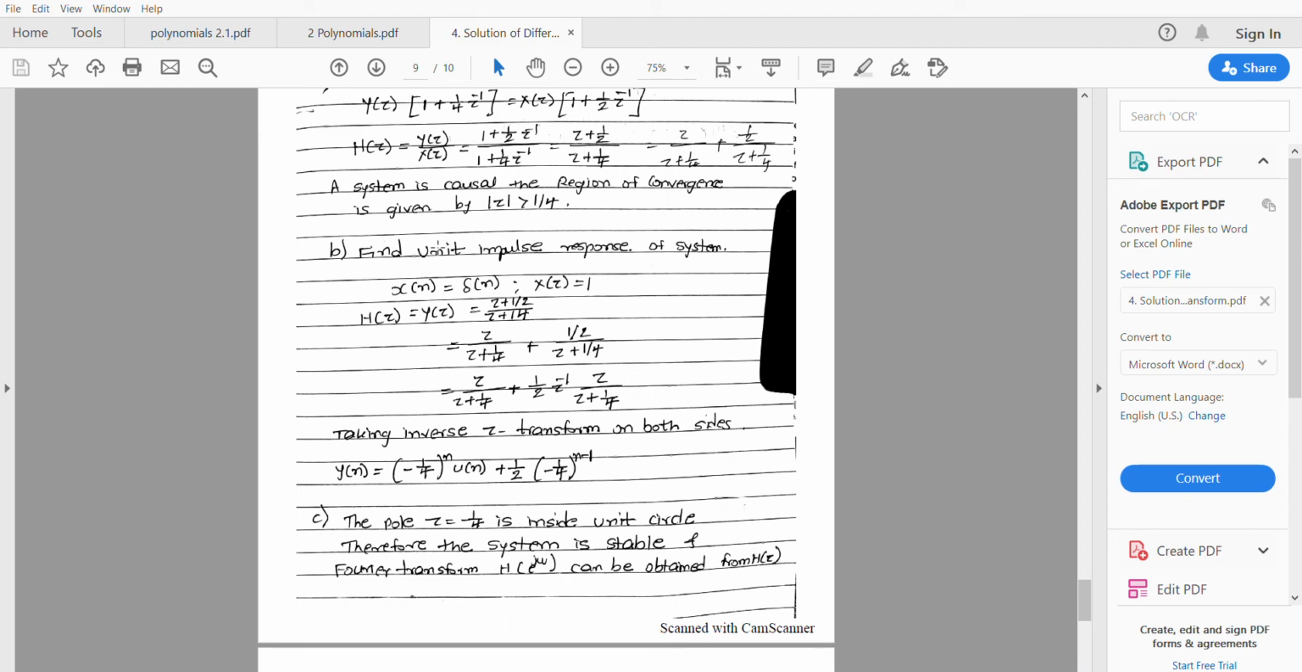So I request all of you to please try to solve the numerics given in the notes, and practice solving difference equations, where we find the impulse response in the discrete domain, then the unit impulse response, then the step response, by using the Z transform and inverse Z transform.